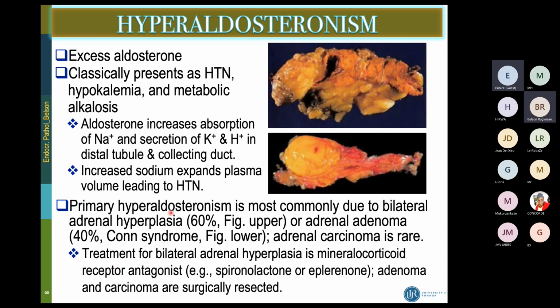So primary hyperaldosteronism is most commonly due to bilateral adrenal hyperplasia. So biranumvikana niba adrenal gland yongereye ubunini izakora hormone nyinshi, muri zo ishobora kuba aldosterone cyangwa ikaba cortisol cyangwa se ikaba androgen. Or adrenal adenoma or adrenal carcinoma in some cases.